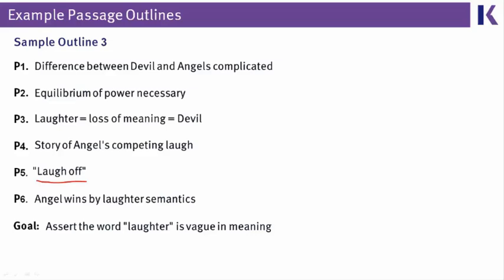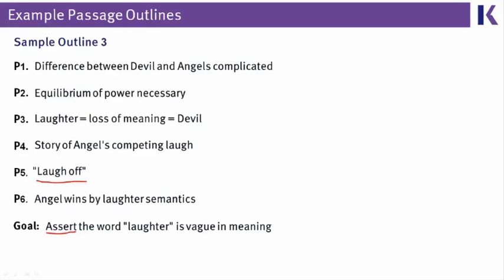One major thing that these 3 passage outlines have in common is that each of their goals begins with a verb. In this case, in sample outline 3, it begins with the word assert. In sample outlines 1 and 2, we see the word argue being used. Other examples of good goal words are show, or explain, or outline, or define.